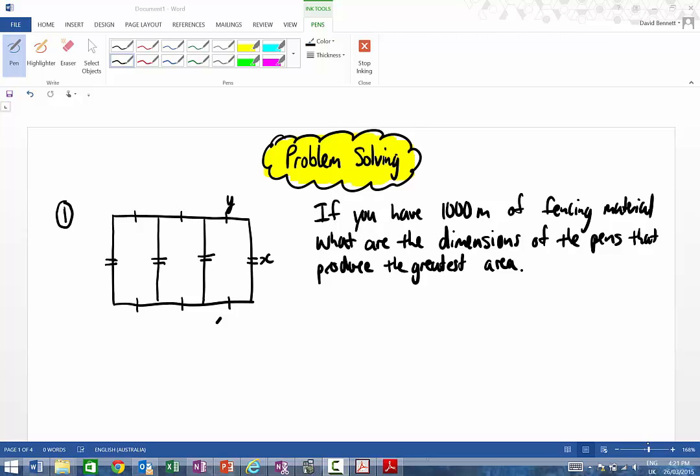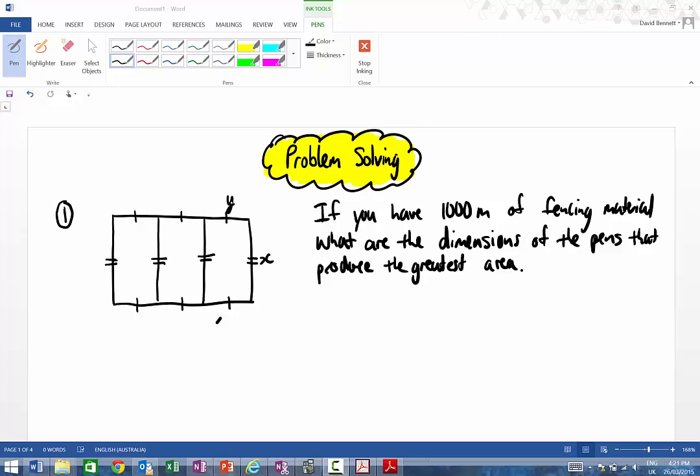Today we're going to be looking at some problem solving using quadratics. Alright, so here's the first example. If you have 1,000 metres of fencing material and you want to make the dimensions of the pen to produce the greatest area. Now, if we've got 3 pens here, we know that we can use 1,000 metres of fencing to make any of those 3 pens.